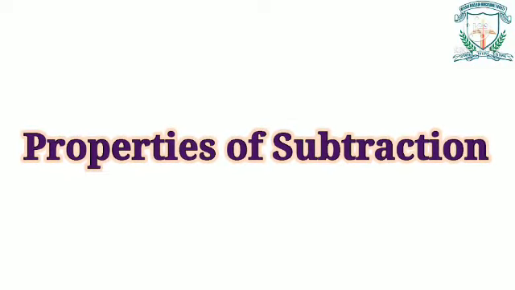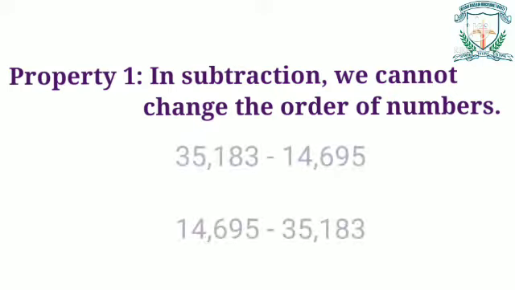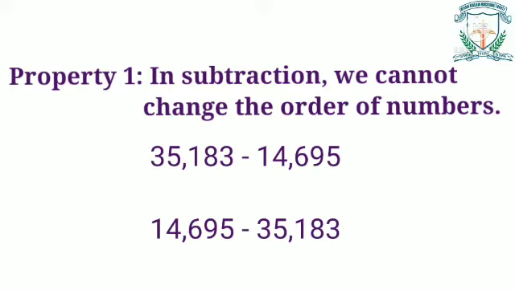Properties of subtraction. Property 1. In subtraction, we cannot change the order of numbers. That is, we cannot write 35,183 minus 14,695 as 14,695 minus 35,183.